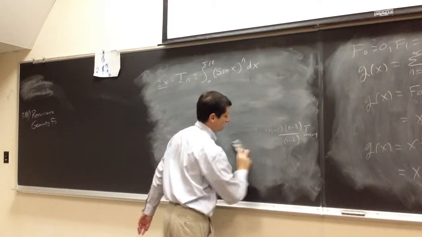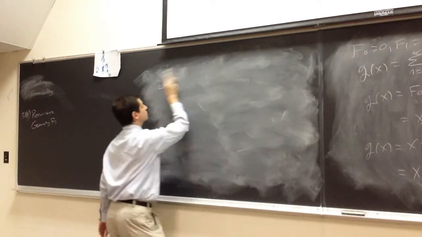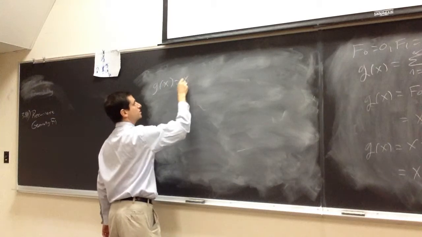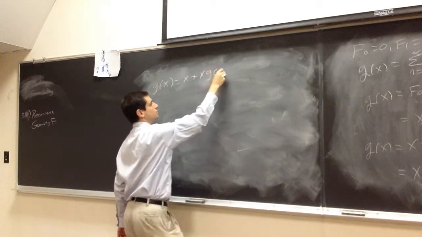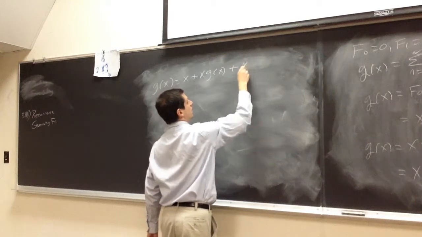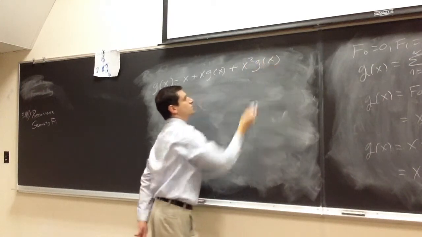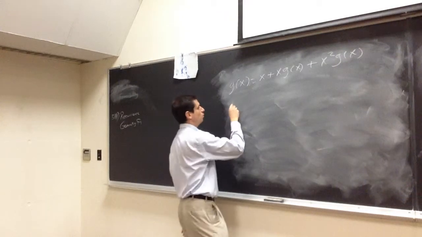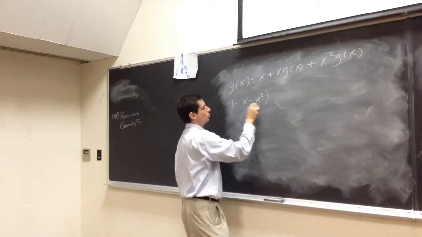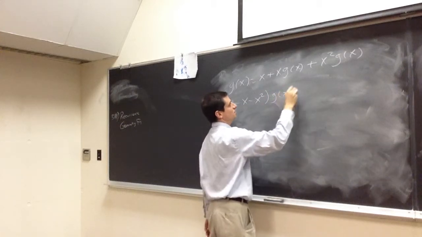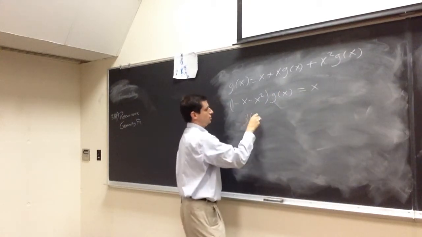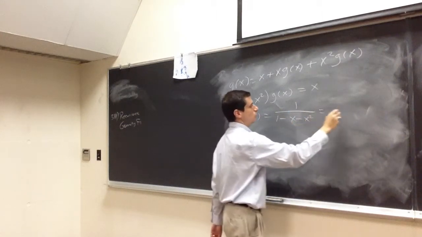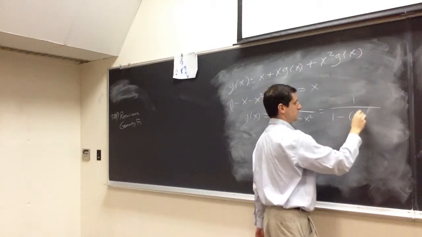And so this is the miracle. We now have a formula for g of x. We get g of x equals x plus x times g of x plus x squared times g of x. What would you like to do? Pull all the g of x's over. So you get 1 minus x minus x squared times g of x is x. G of x is x over 1 minus x minus x squared.